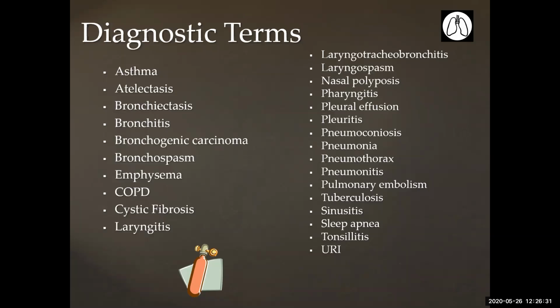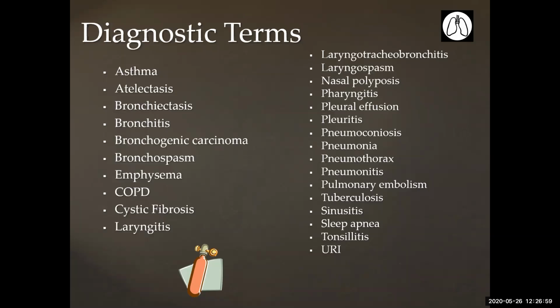Laryngitis, inflammation of the larynx. Laryngotracheobronchitis, that's a big one. It's an acute respiratory infection, and it's going to involve just what it says there, the larynx, the trachea, and the bronchi with the inflammation. Laryngotracheobronch, so all those three things, and then itis, inflammation. Laryngospasm would be spasm of the laryngeal muscles.